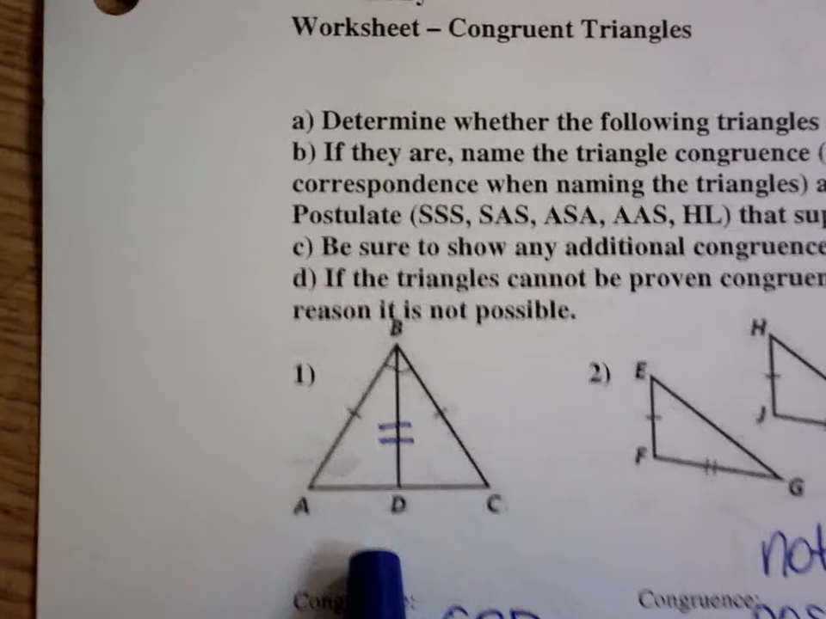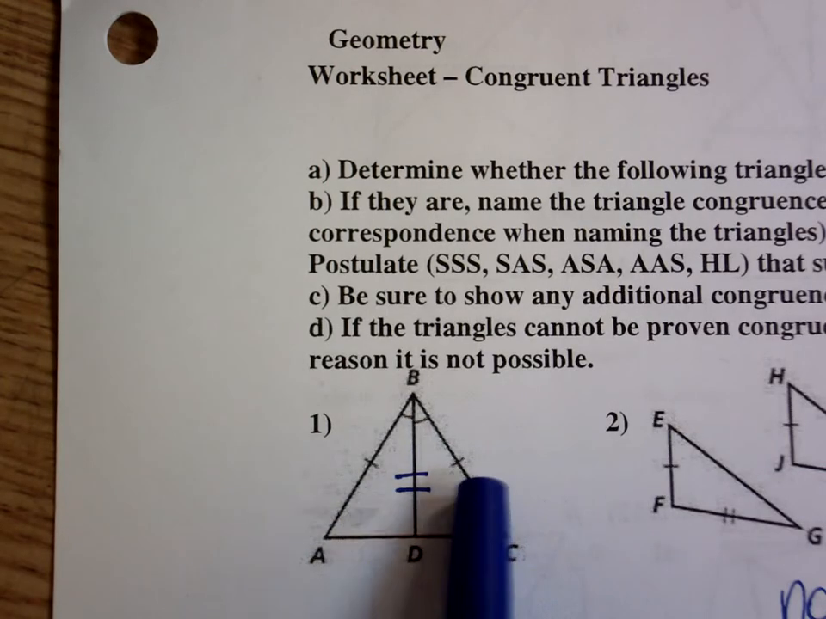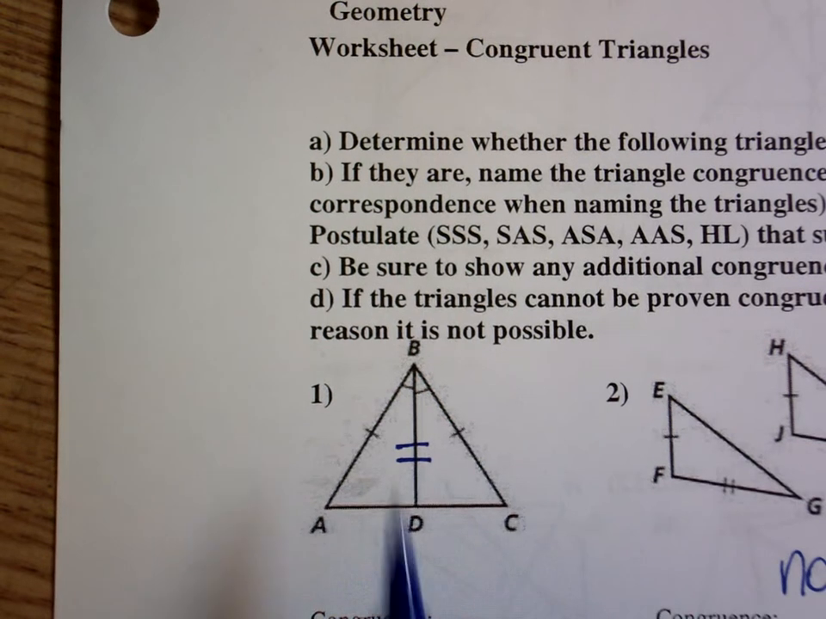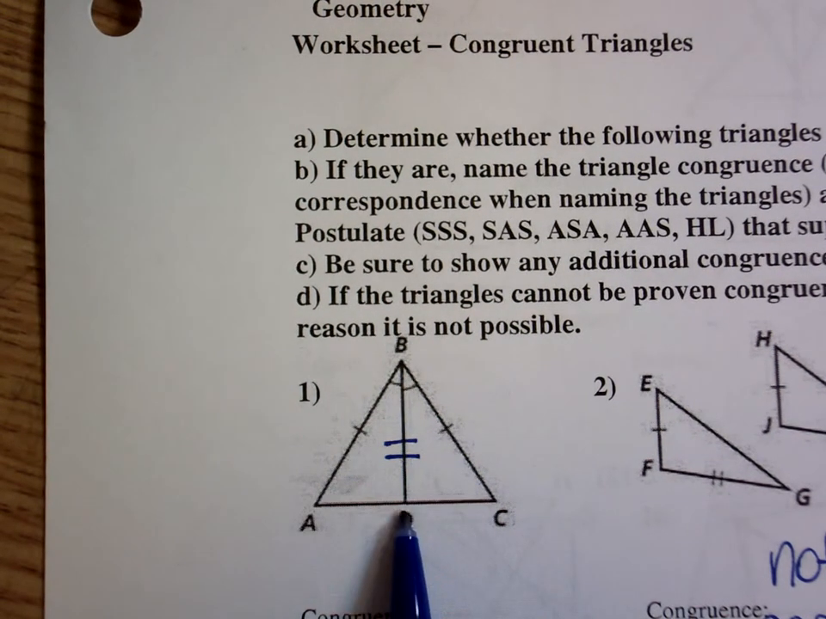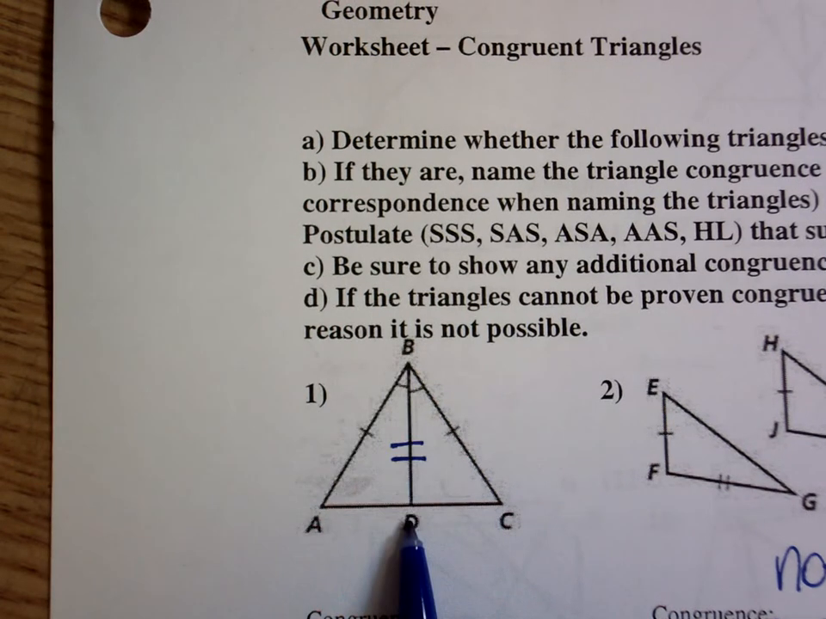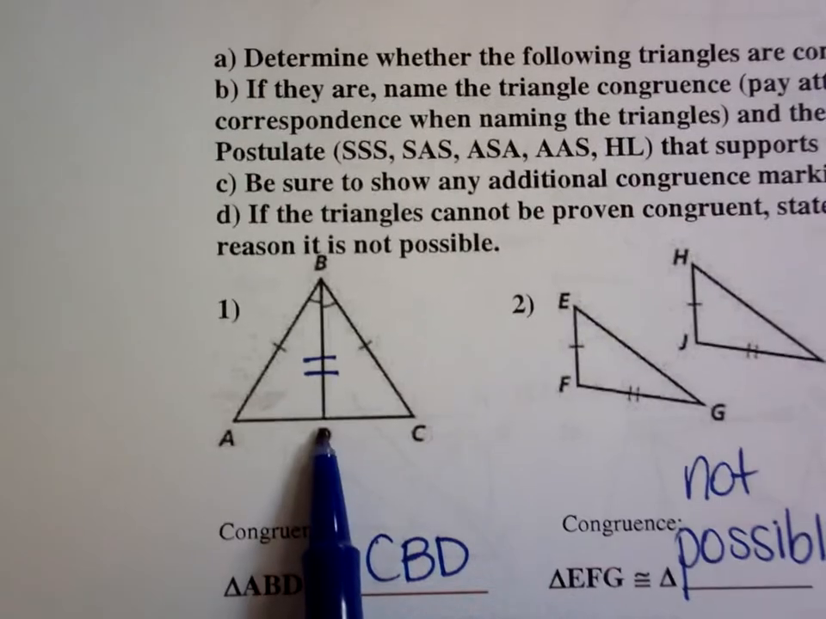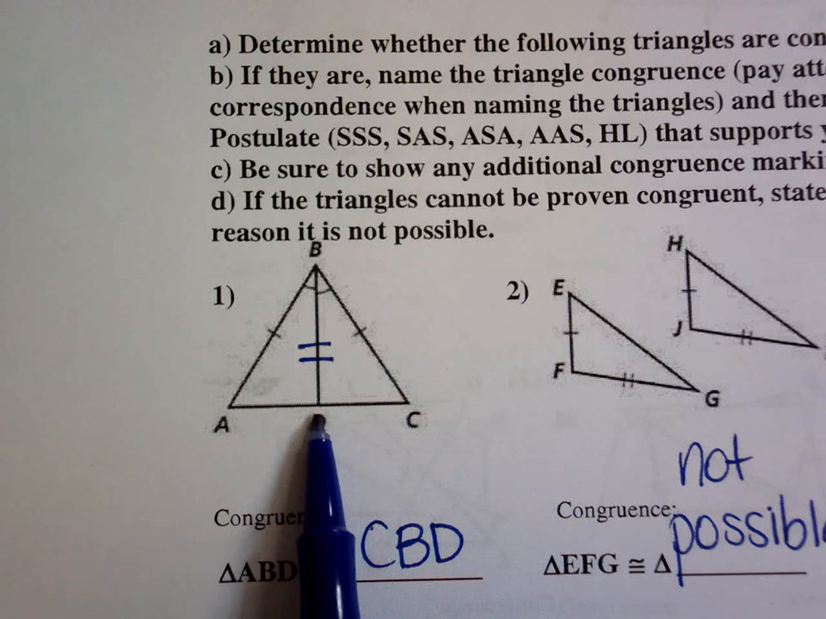So on number 1, originally I was given 2 pieces of information. This side is congruent to this side. And I have a pair of angles up here. Angle ABD is congruent to angle CBD. So 2 pieces of info. But then I saw that BD is in both triangles. So that counts as a 3rd pair of congruent sides. So now I have 3 pieces of information.